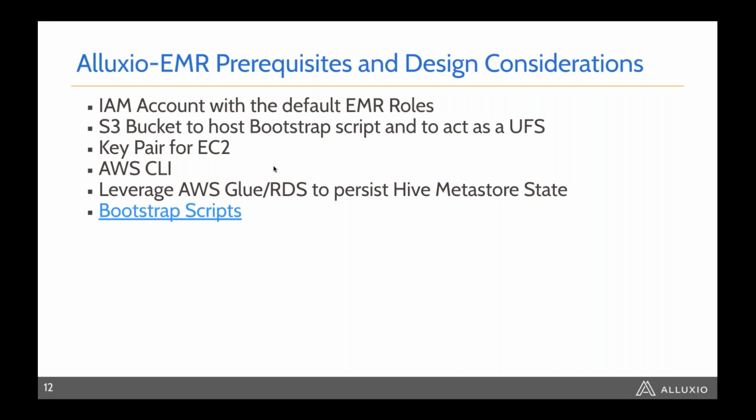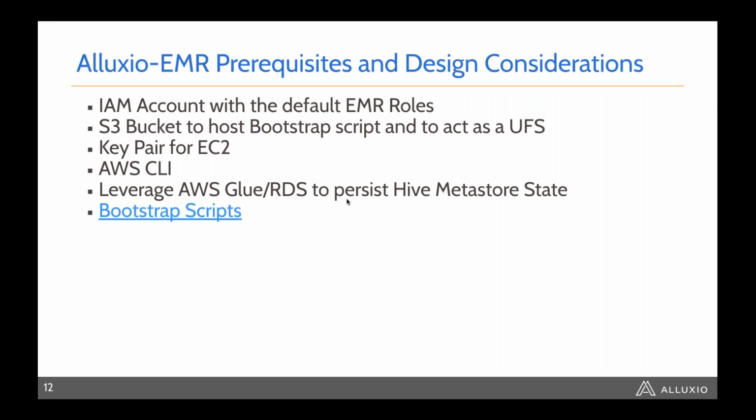So our bootstrap actually takes in a few arguments. It asks you for details on which underlying file system, UFS, you'd like to mount, which S3 bucket you'd like to have backing the Alluxio storage, and then added details for different security types, different write types, different block sizes, a bunch of different tuning parameters that the end user can specify.